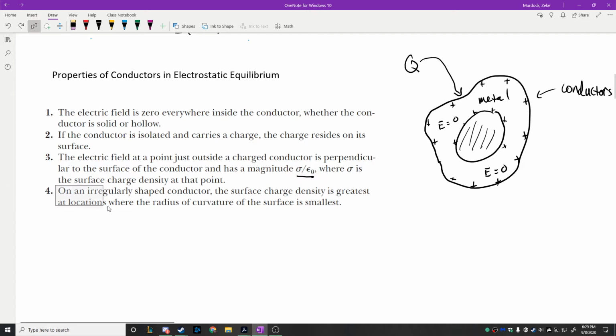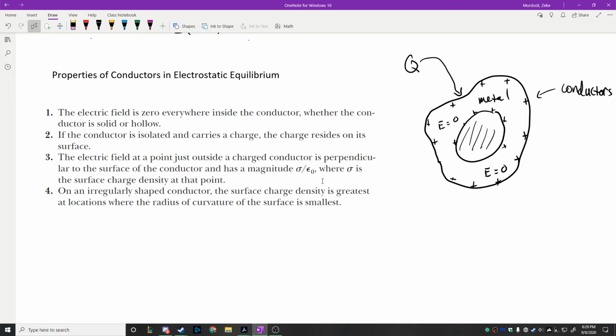And the fourth one states that on an irregularly shaped conductor, the surface charge density is greatest where the radius of curvature is smallest. We will not be able to prove this one today. We might. I doubt we'll get to it, but we need to develop the idea of electric potential first before we can get to this. So we'll prove the first 3. And we do this because it's definitely going to help you to solve certain problems, okay?